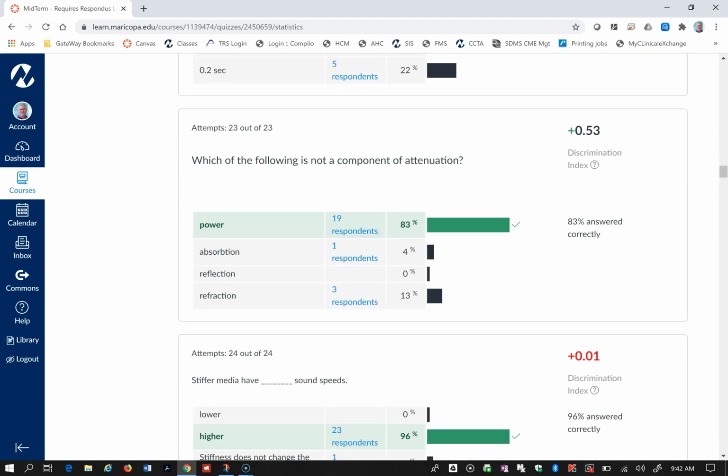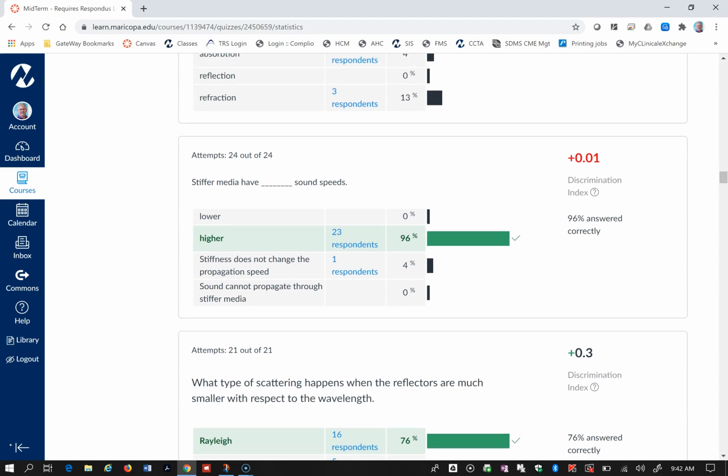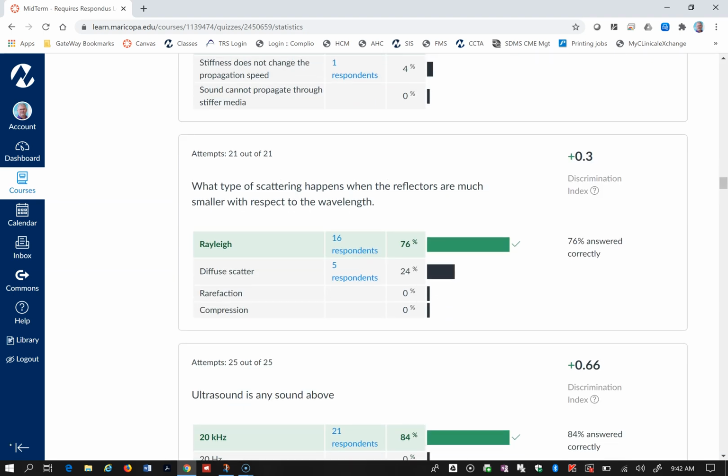Which of the following is not a component of attenuation? Remember, attenuation is absorption, reflection, and refraction, so power is not a component of attenuation. Okay, next question. Stiffer media have blank sound speeds. They have higher speeds. Stiffness is what makes the speed for the most part.